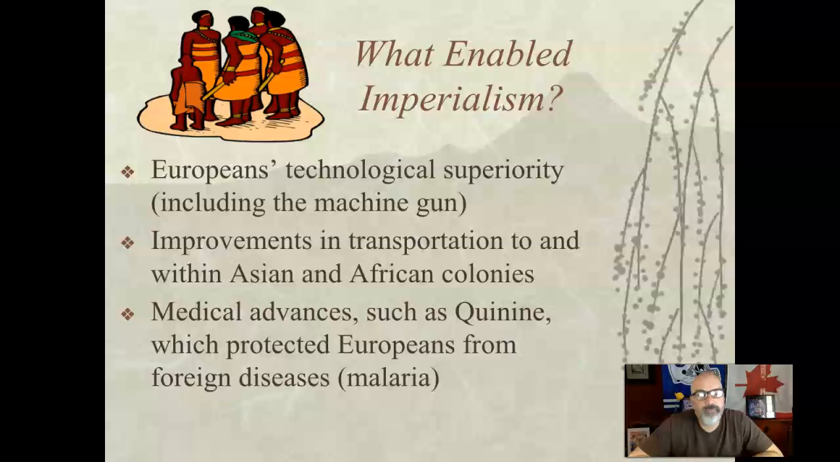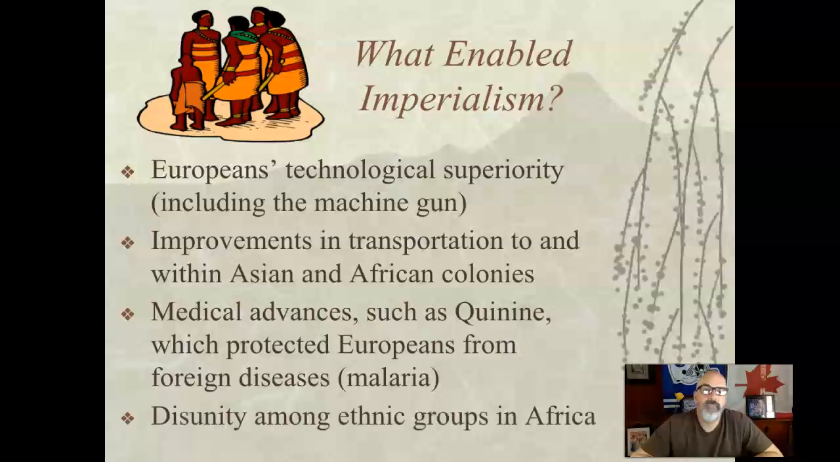So protected from malaria and with advanced weapons and transportation, within 50 years, Europeans are going to conquer almost all of Africa and big, huge chunks of Asia. All right. And also, the locals can be exploited.